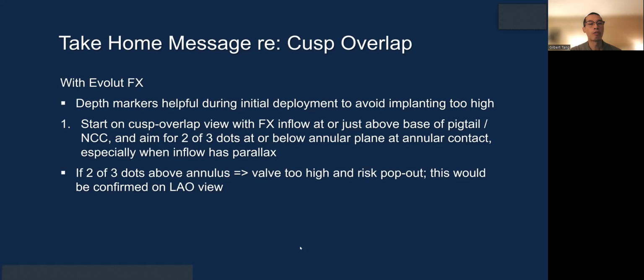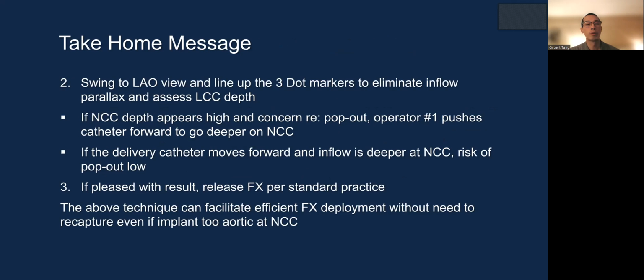In summary, with the cusp overlap technique using Evolut FX, the depth markers are helpful during initial deployment to avoid implanting the valve too high. First step, you start the cusp overlap view with the FX inflow at or just above the base of the pigtail at the NCC. Aim for 2 of the 3 dots at or below the annular plane at annular contact, especially when the inflow has parallax. If 2 of the 3 dots are above the annulus, then your valve is too high and at risk of pop-out. This would be confirmed on the LAO view.